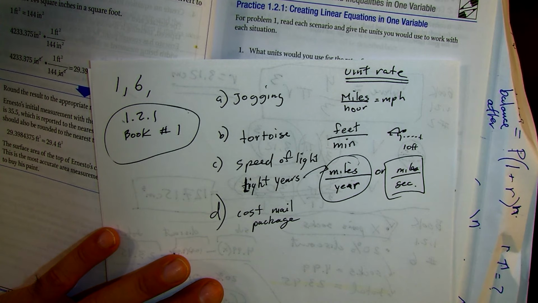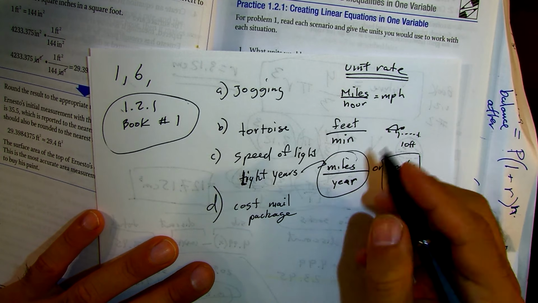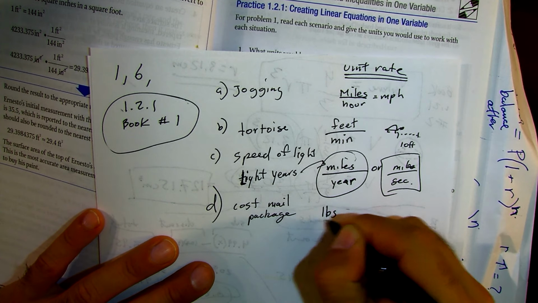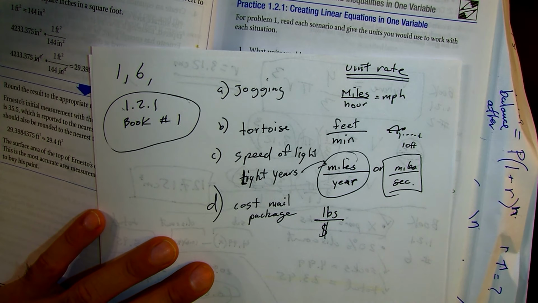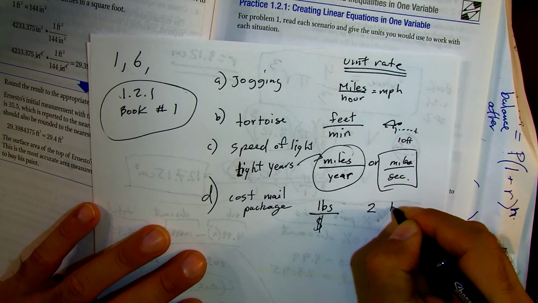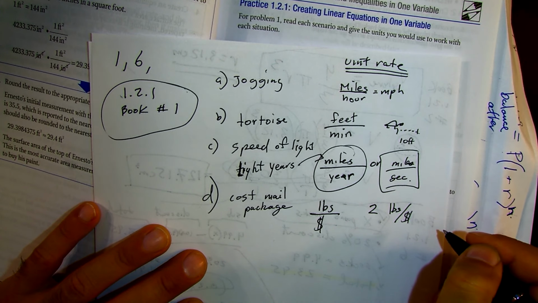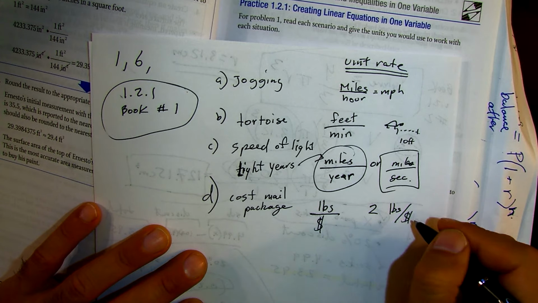So I could say that this is going to be pounds per dollar. The cost of mailing your package. So say it was 2 pounds per dollar, okay? Then you could see that if I had a 200-pound item I was trying to mail, since it's 2 pounds per dollar, it would be 200 pounds, so it would be $100 to send, okay? Because each 2 pound increment costs $1.